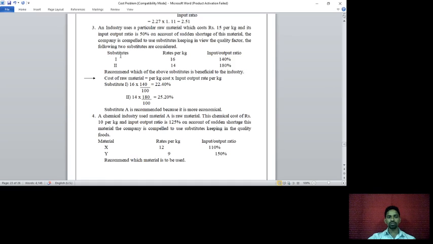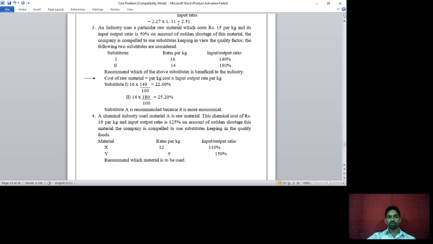Which are the substitutes? Substitute 1 and substitute 2. The rate per kg for the first substitute is 16 rupees per kg, and the input output ratio is 140%. For the second substitute, the rate per kg is rupees 14, and the input output ratio is 180%. Now we have to calculate the cost of raw material, as well as recommend which of the above substitutes is beneficial to the industry, or which is economical out of these two substitutes.